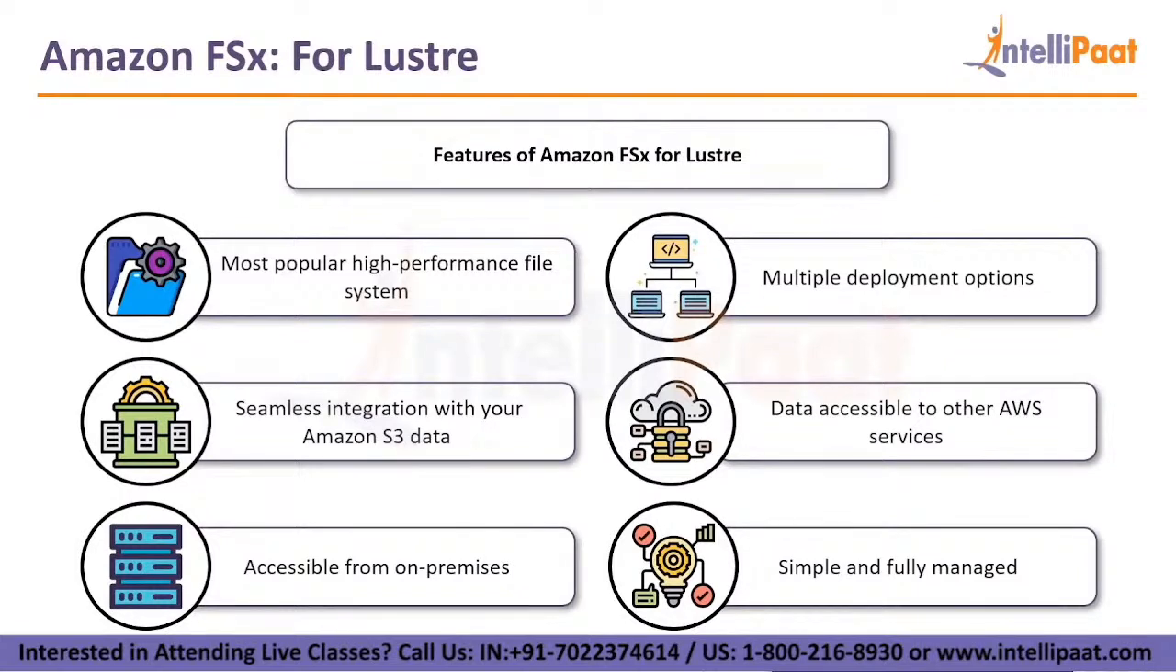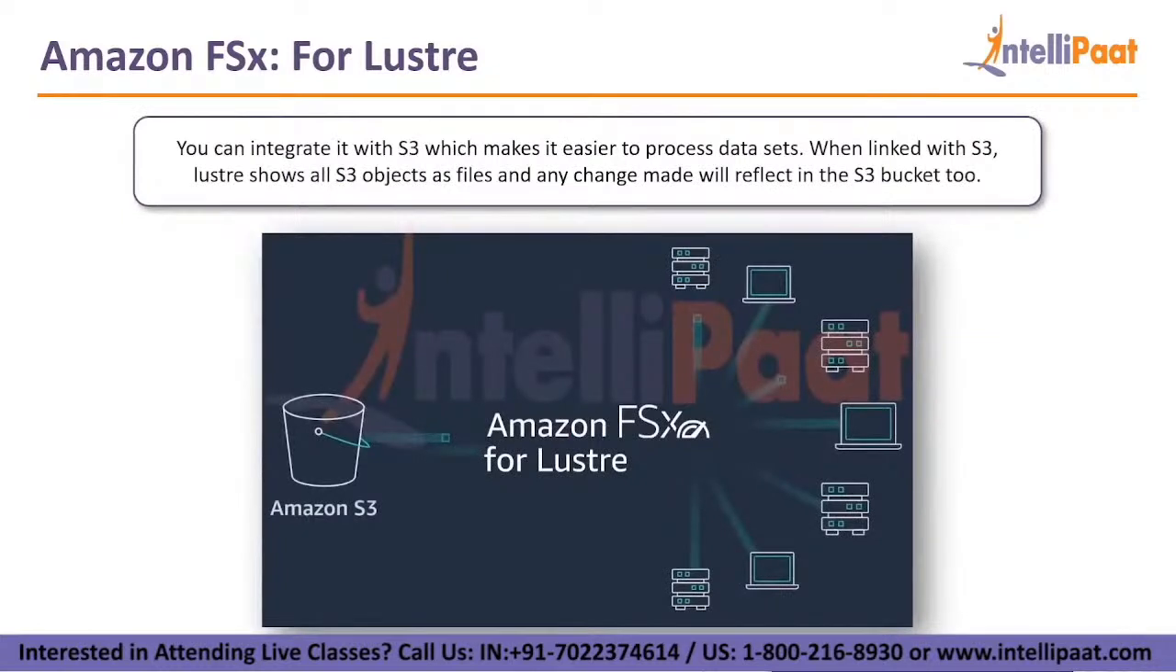So the main features over here: the first one is the most popular high performance file system. Second, multiple deployment options. EFS can only be deployed on Linux, that is Ubuntu, Red Hat, whatever Linux operating systems are available, but Lustre can be connected to various operating systems, so you don't need to worry about that. Okay, now you can integrate it with S3, which makes it easier to process data sets.